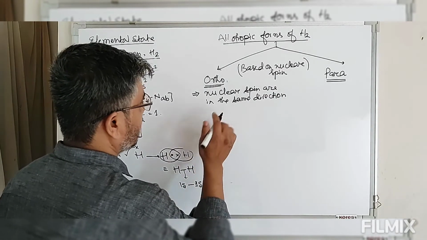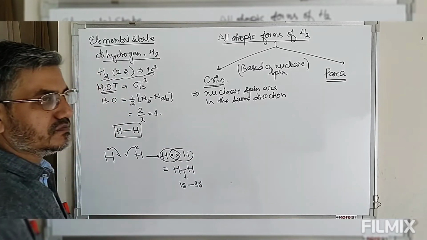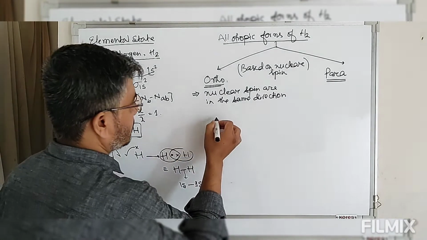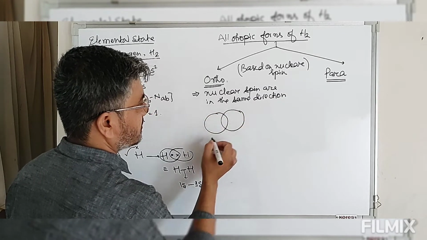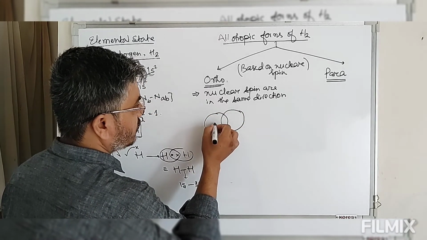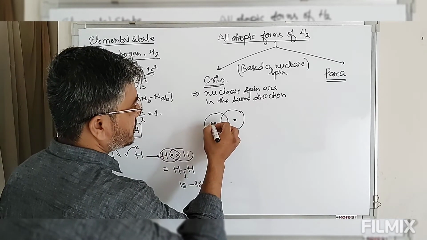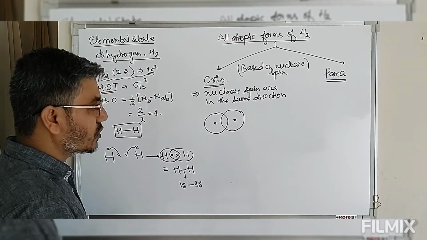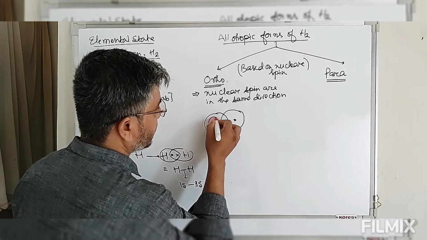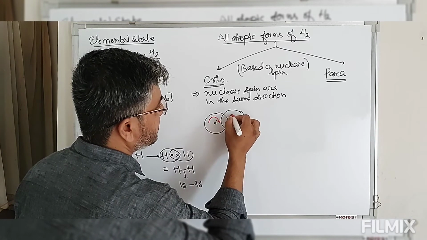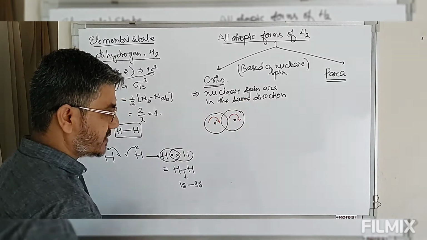Now look at this. Suppose we have this hydrogen, and we have a nucleus here, and this is also a nucleus. Now this nuclear spin, both are in either clockwise direction or both are in anti-clockwise direction. Now look at this nuclear spin. This is clockwise, this is also clockwise. So both the nuclei are in the same direction.